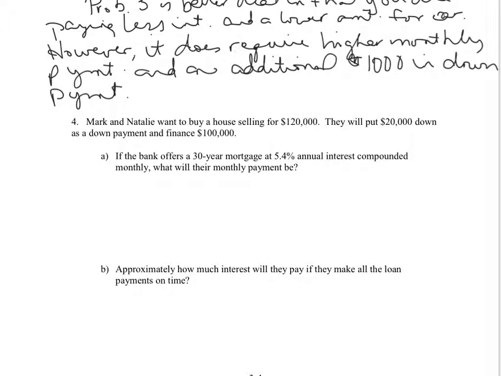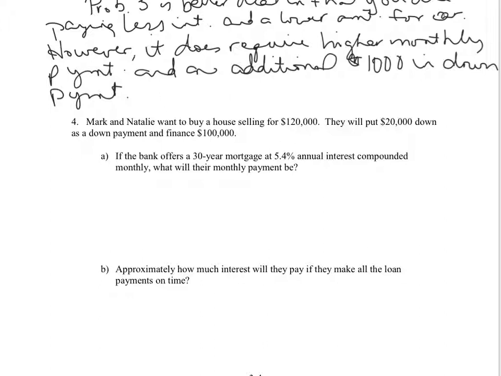All right, Mark and Natalie want to buy a house selling for $120,000. They will put $20,000 down as a down payment and finance $100,000. So if the bank is offering a 30-year mortgage at 5.4% annual interest compounded monthly, what will their monthly payment be?